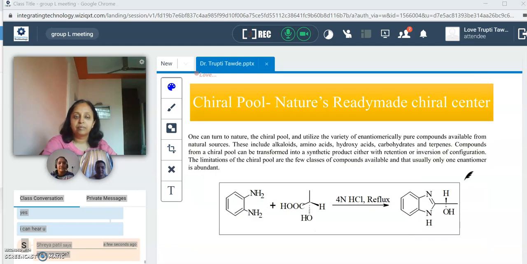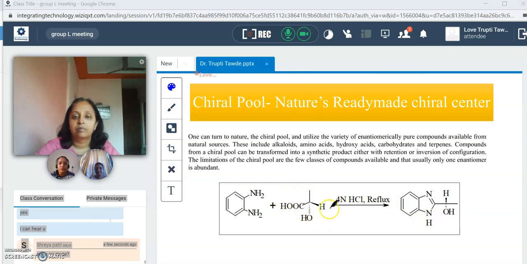So chiral pool is basically nature's ready-made material which is available already in nature. So we'll take that material. For example, if you can see on the screen, there is a synthesis of benzimidazole which is done by using orthophenylene diamine and one chiral acid. Now the chiral acid which is being taken for this synthesis is the ready-made available material. So we can directly take this enantiomerically pure material.